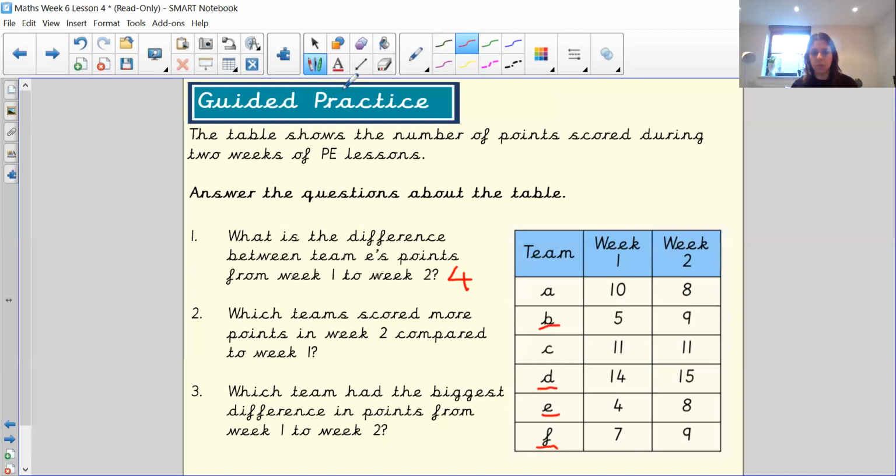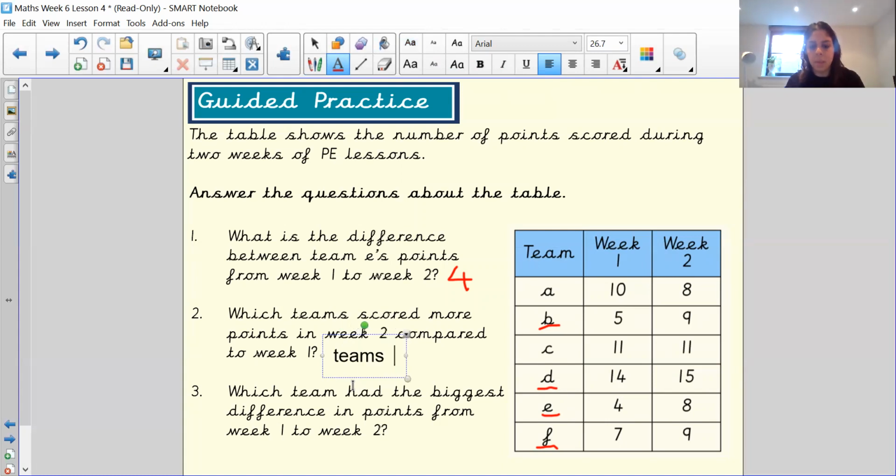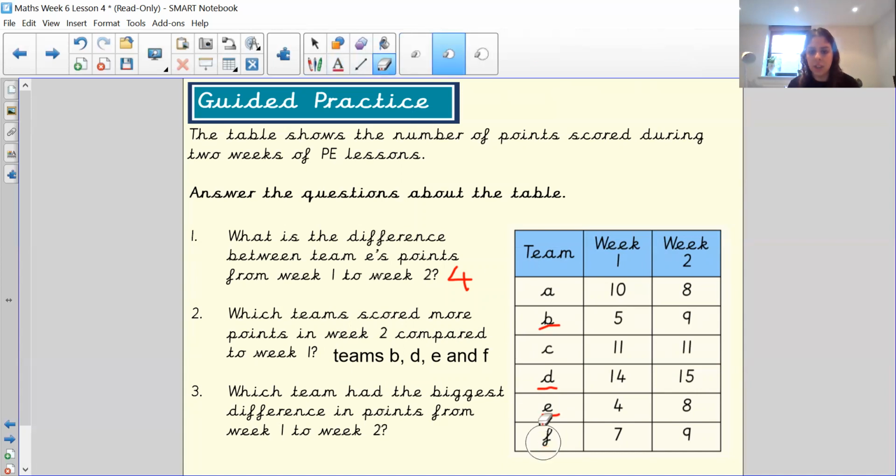So which team scored more points in week 2 compared to week 1? They were teams B, D, E, and F. Those ones that I've just underlined there. And then the last question, it says, which team had the biggest difference in points from week 1 to week 2? So we can have a look at this together.